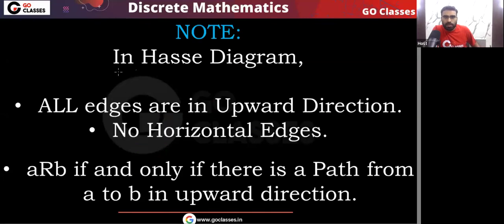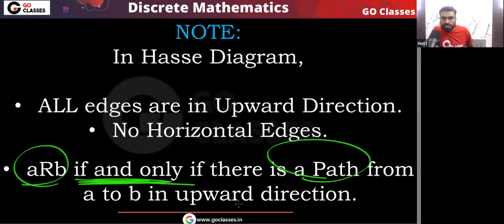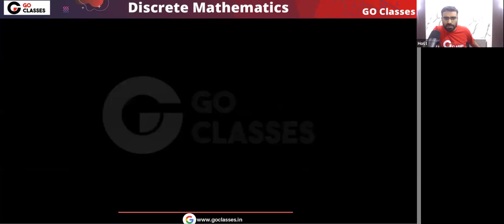Now remember, in the Hasse diagram, all the edges are in the upward direction. This is the first point. There is no concept of horizontal edges. You cannot have horizontal edges, remember. In the Hasse diagram, every edge is in the upward direction. A is related to B if and only if there is a path from A to B in the upward direction. Okay, so these are the things that we have seen.